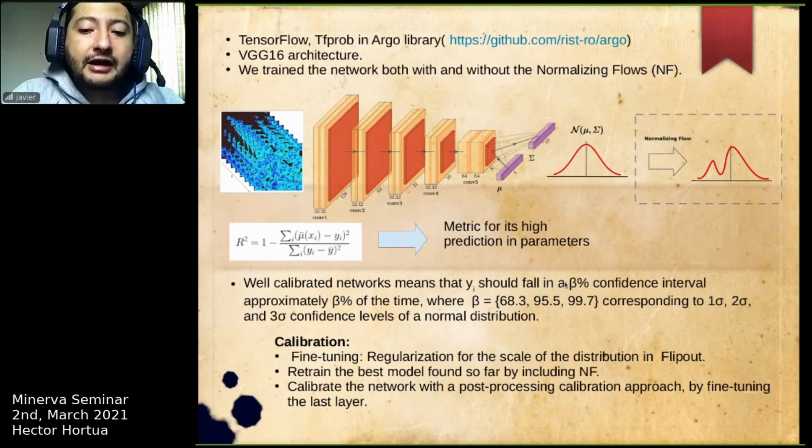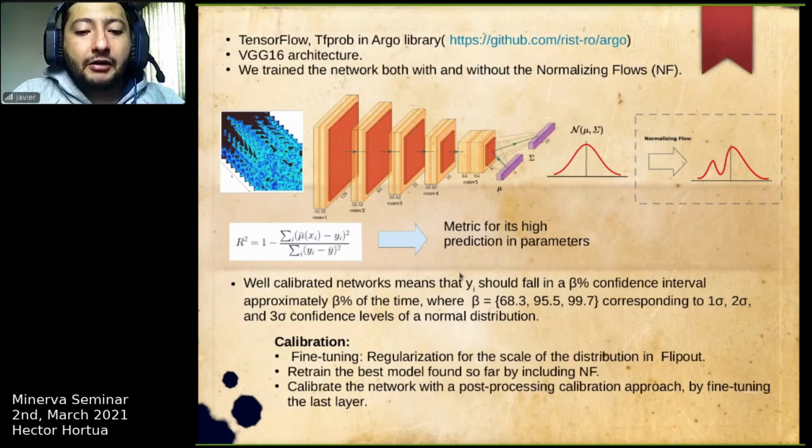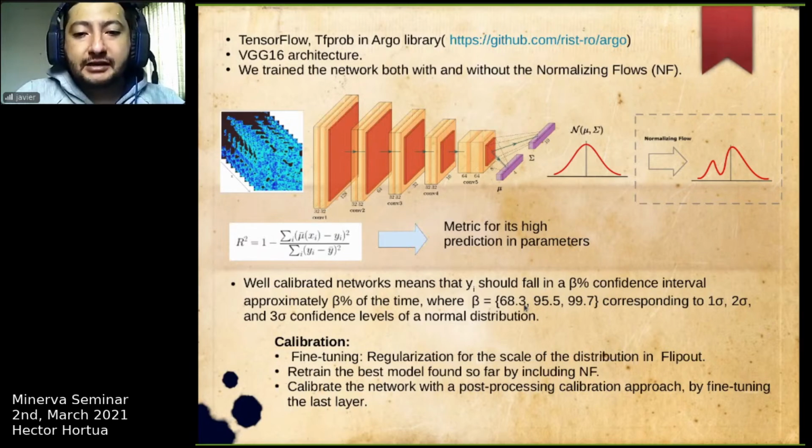If I define the percent of the confidence intervals, I expect that this same percent of the true values falls in this interval. So, for instance, if I create a confidence interval of 68.3%, I expect that this same percent of the true values falls in these intervals, and also for 1 sigma, 2 sigma, etc.